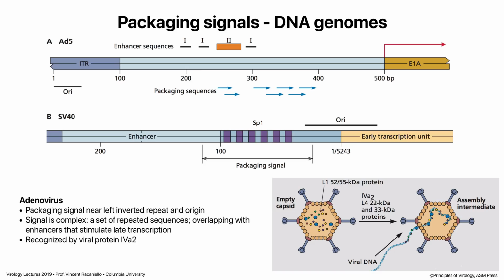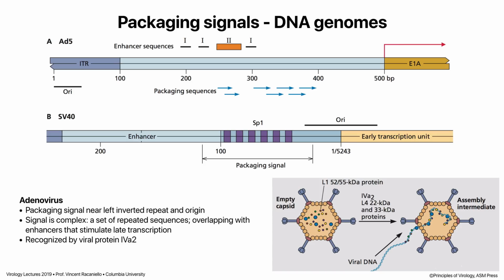And they're pretty complicated. It's a series of overlapping sequences. All these blue arrows are the packaging sequences. They overlap with these enhancers. Remember, enhancers are long-distance stimulators of transcription. Here's the first transcript that's made, the E1A transcript, and these are enhancers of that. So they're overlapping with that. And in this case, for adenovirus, these sequences are recognized by a specific structural protein, 4A2, that is bound to the viral DNA. So 4A2 binds these sequences, and then 4A2 is recognized to be pulled into the capsid.